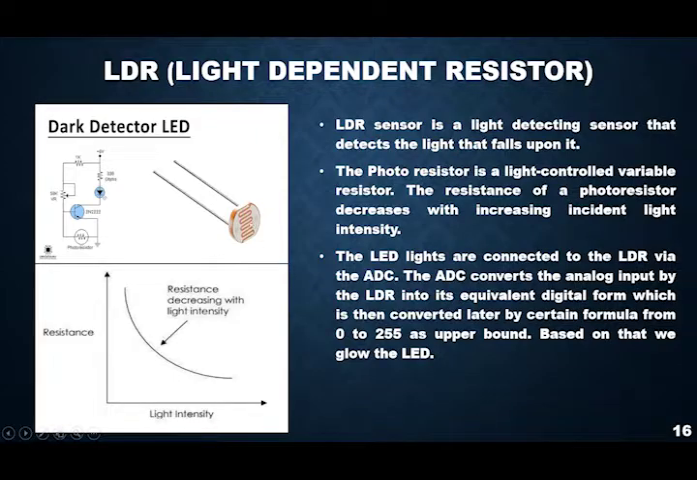So what happens is, if the sun rays are very high, like in the daytime, the light will be low and the resistance will be high. So if the resistance is high, the light will be off basically. And in the night time, the light falling on the LDR is low, the resistance will decrease and the LED will glow at its maximum brightness.